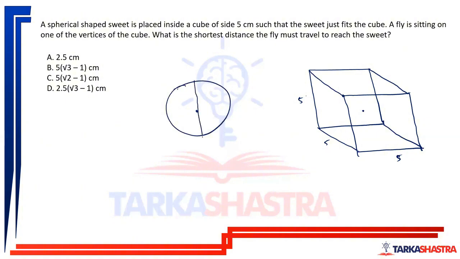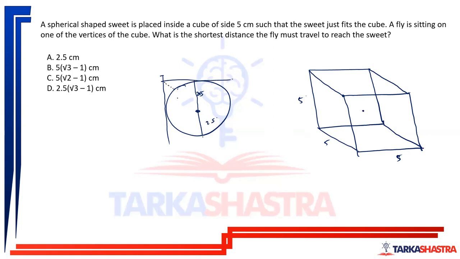So from top to bottom, this will be 5 total. So total this will be 2.5. This will be 2.5, and this will be 2.5. So this is the radius of the sweet. Now, we want to find out this distance.